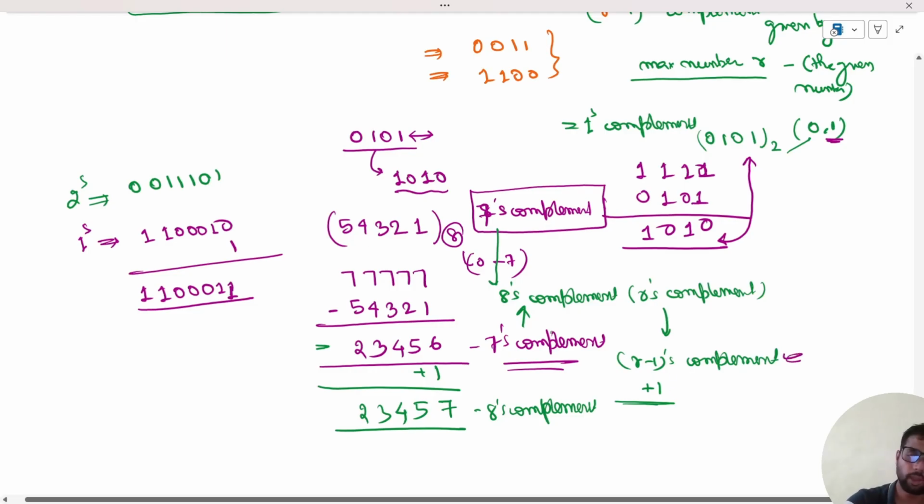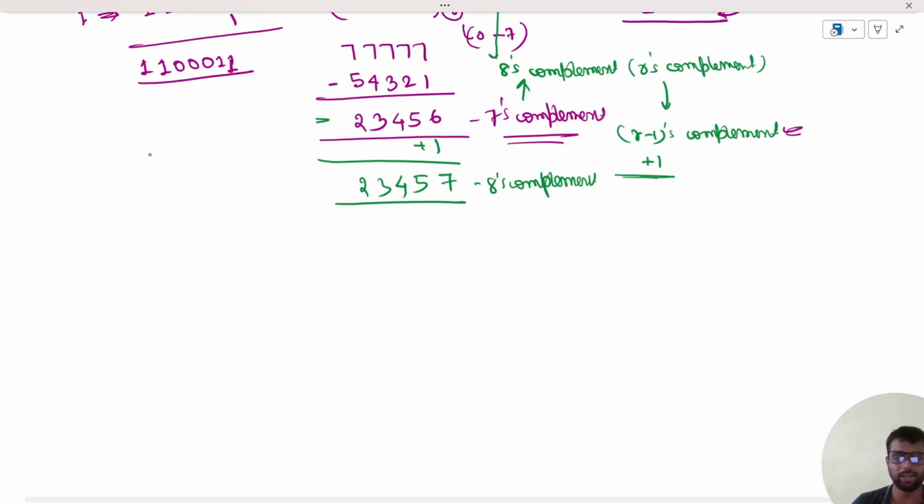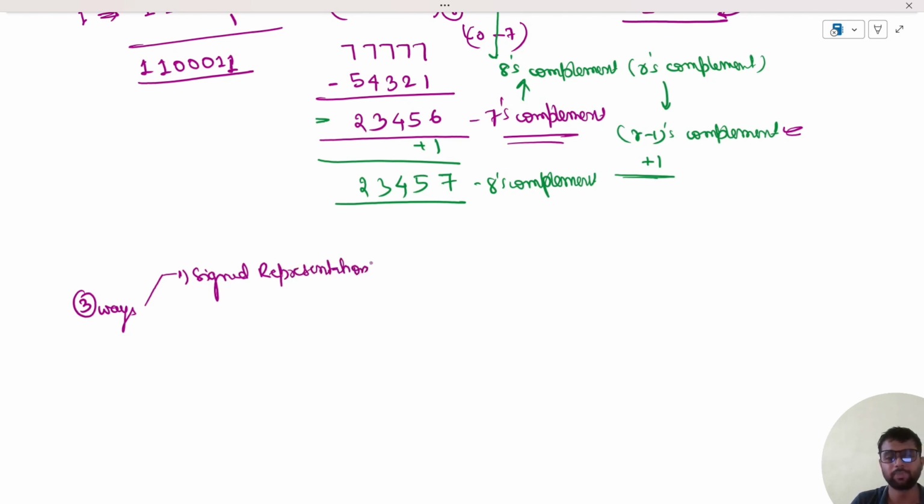Okay. Now let us see the negative number representation. That is also very important. There are basically three ways to represent a negative number. Number one is called the signed magnitude, or signed representation. In this, for example, we are having 3 bits.